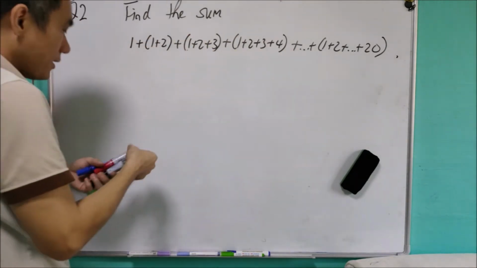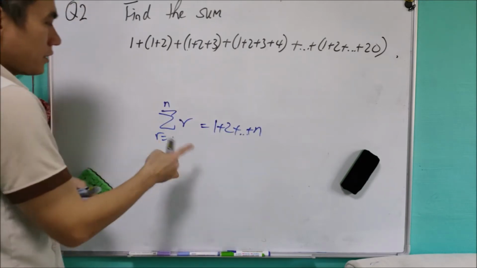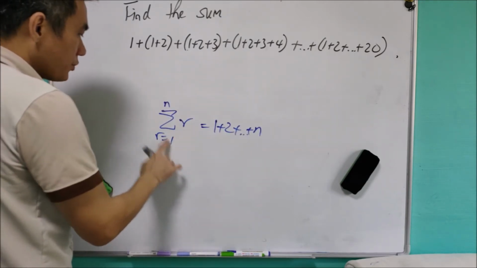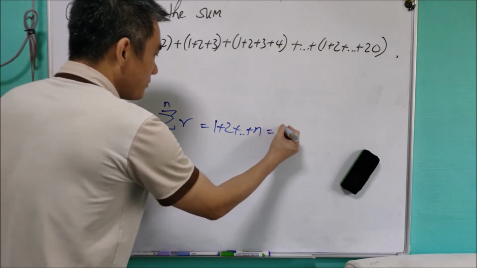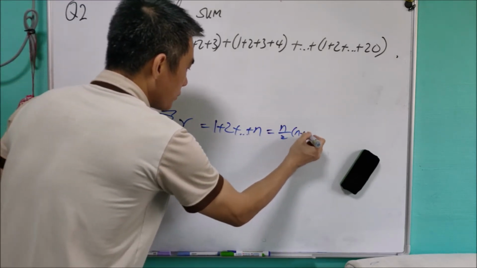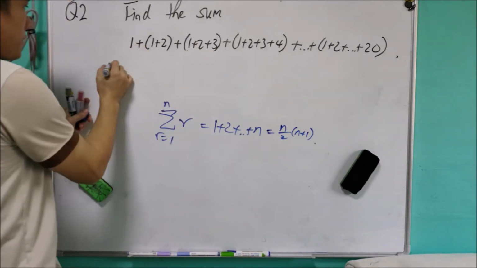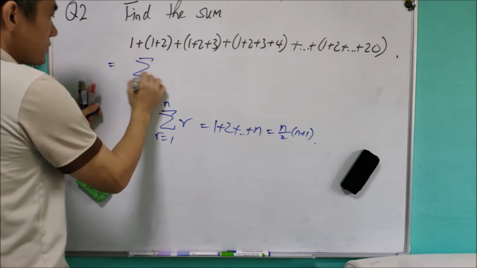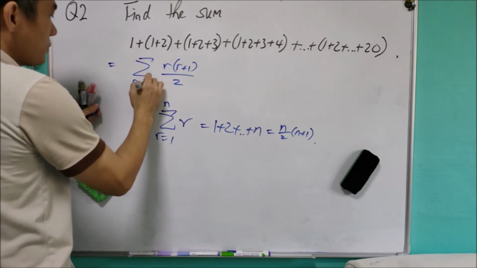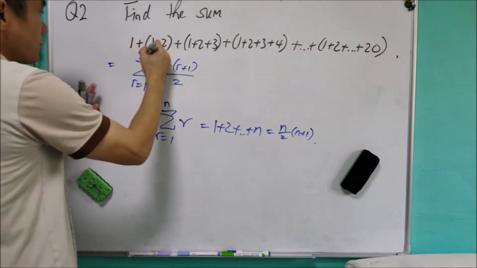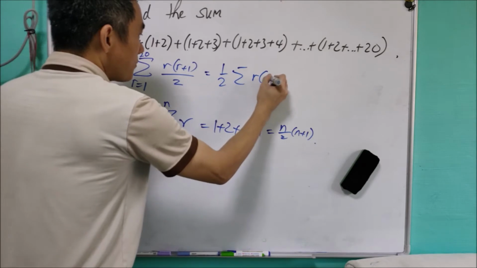I'll introduce you to the second method now. For this second method, we will see that each of the terms is of this form. We know that the summation of r, where r equals 1 to n, is equal to 1 plus 2 plus 3 up to n, and this is given by n over 2, n plus 1. And each of these is a summation of this. So we can say that each of these is summation r plus 1 over 2, where r equals 1, and now this is equal to 20. So this is actually equal to half r plus 1.